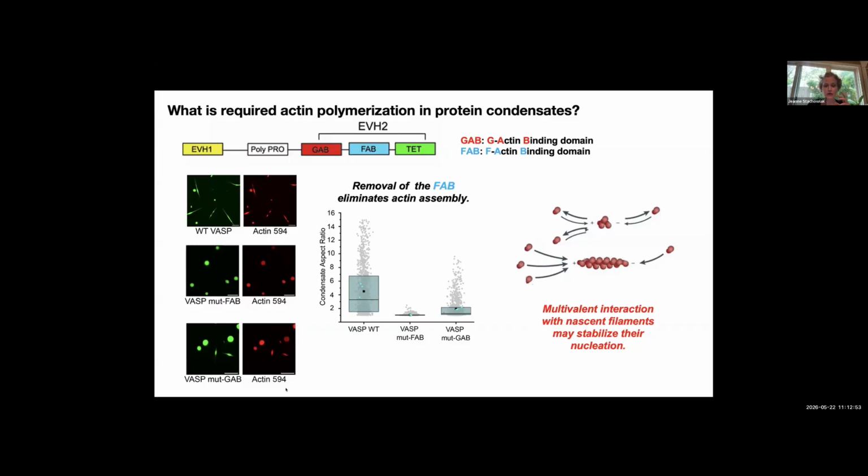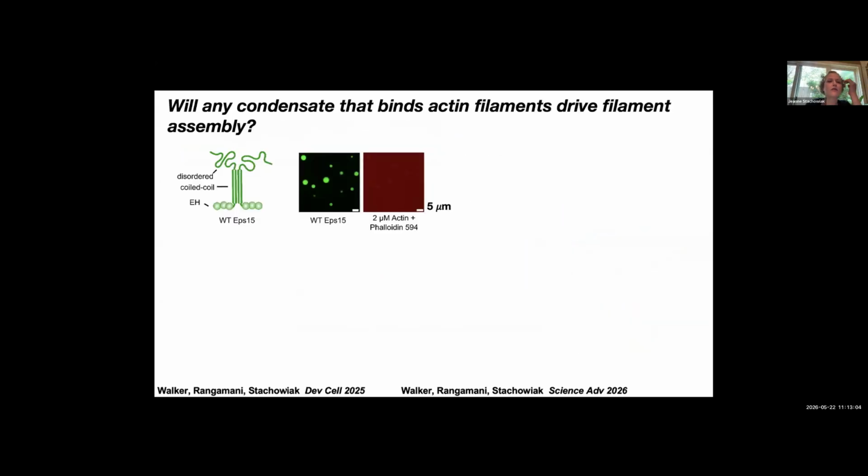So it could be that just the presentation of many filamentous actin binding domains at high concentration is really good for actin filament assembly. Now, if that's true, it ought to be the case that you can just add a filamentous actin binding domain to virtually any condensate and assemble actin. So to test that, we took a protein from endocytosis that other people in the lab study, this protein called EPS15. You can see it doesn't want anything to do with actin in its native state.